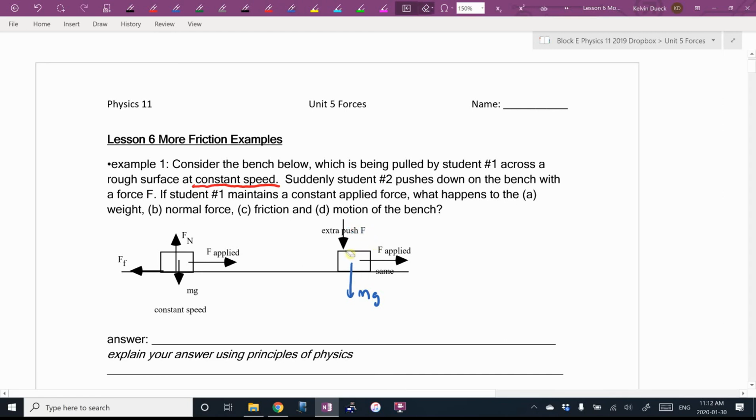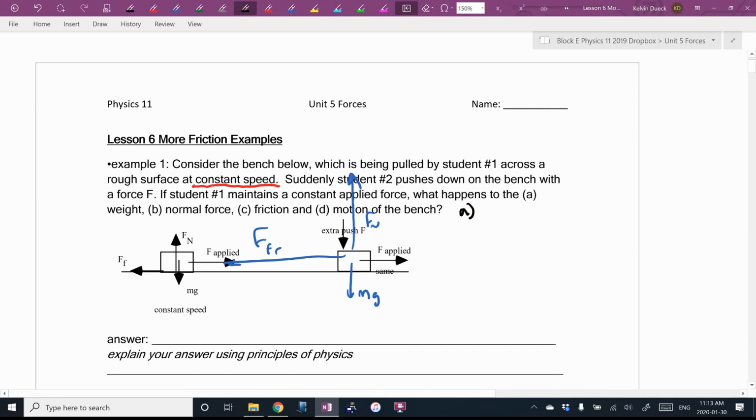The normal force has to cancel out both of these, so I'm really going to exaggerate it. Taylor, friction is what times what? So if the normal force just got bigger, what happened to the friction force? It just got bigger. I'll exaggerate it. And so I think now we can answer the questions.